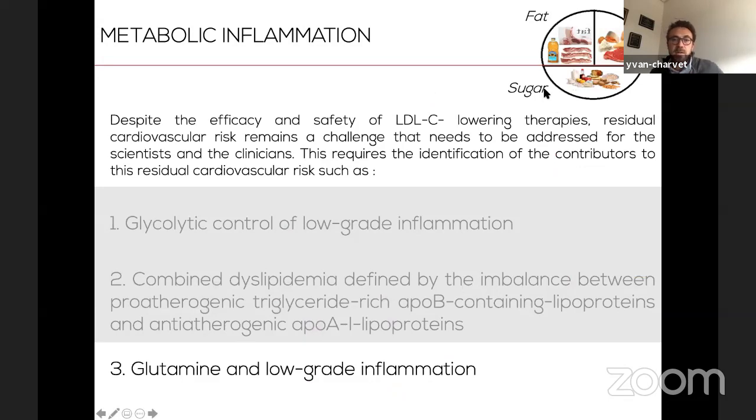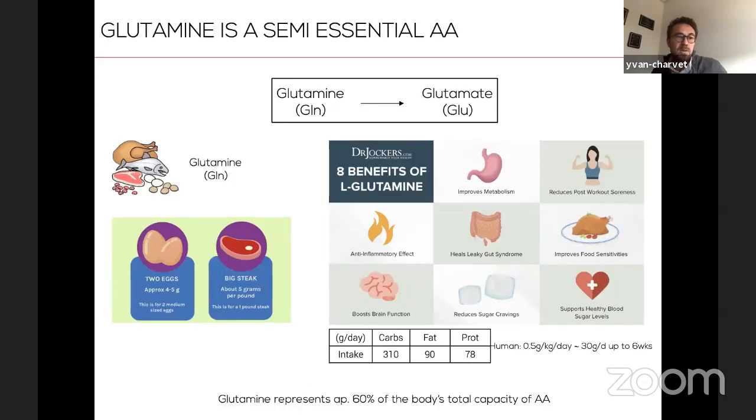So I discussed sugar and fat. What about amino acids, which are also part of the nutrients, one of the three nutrients in our life? So we were interested in glutamine, which is a semi-essential amino acid. Glutamine represents up to 60% of the body's total amino acid capacity, and you can find it in eggs or steaks.